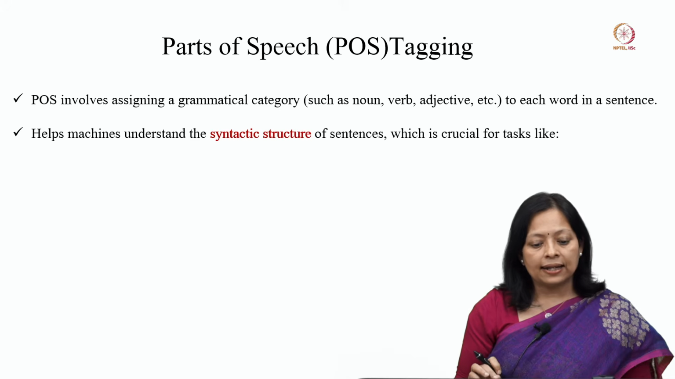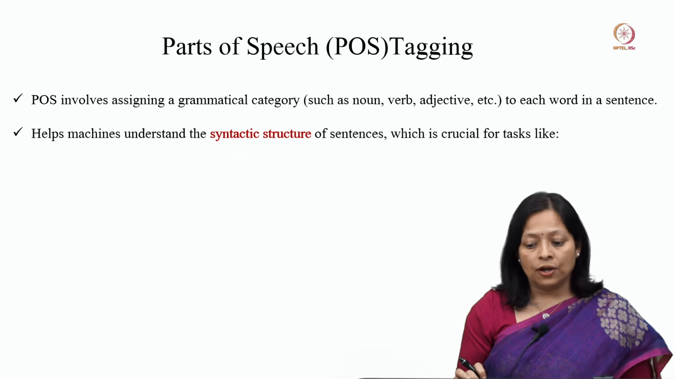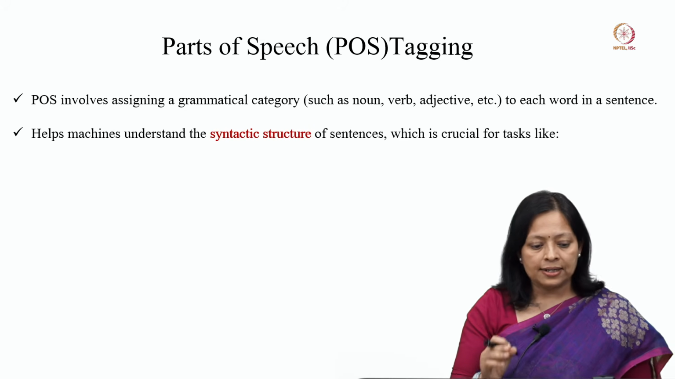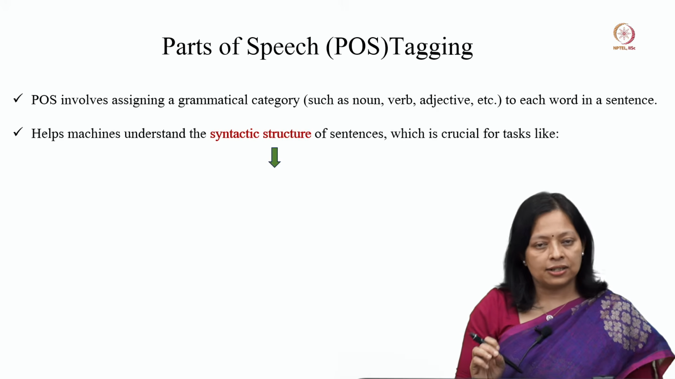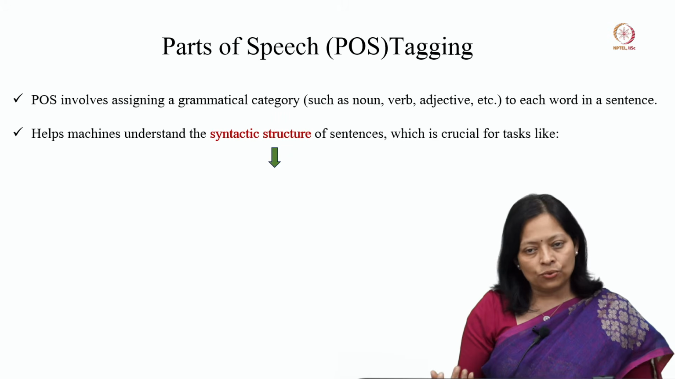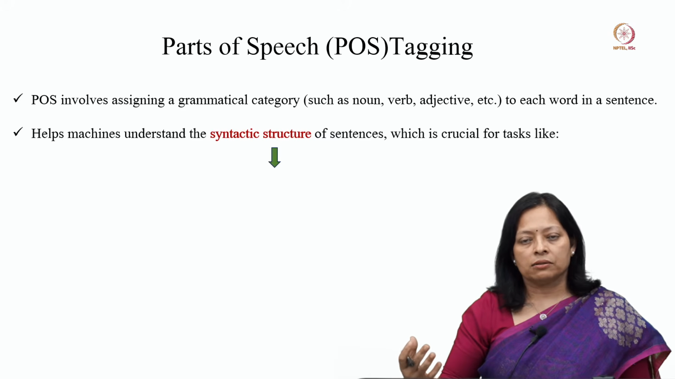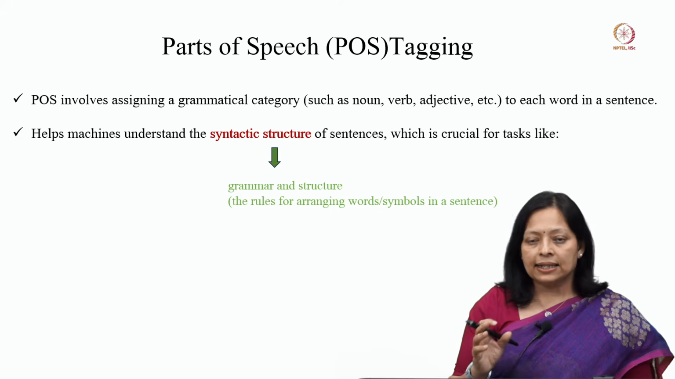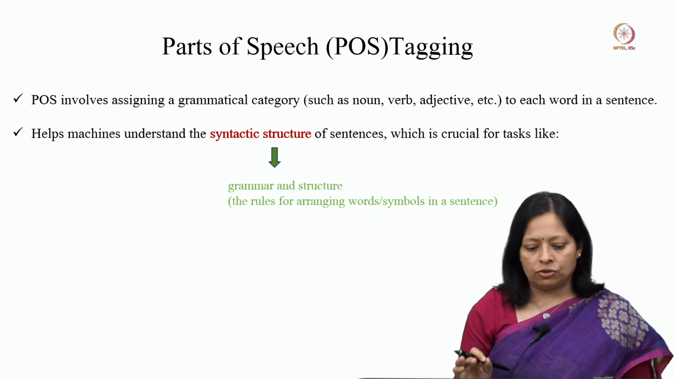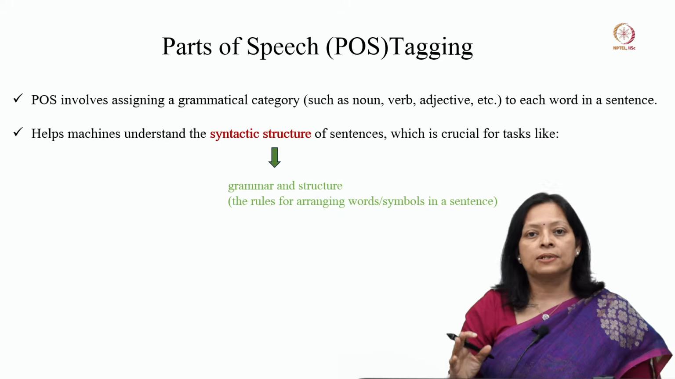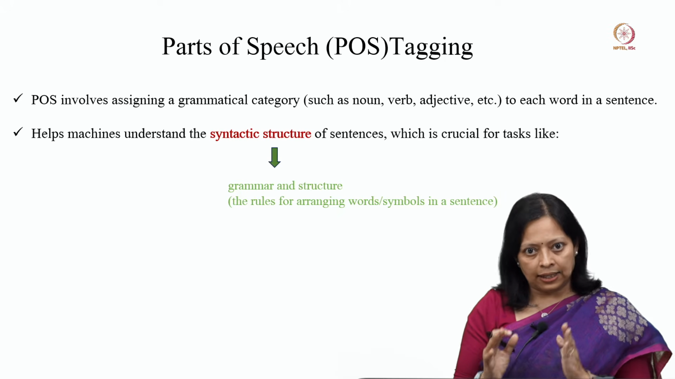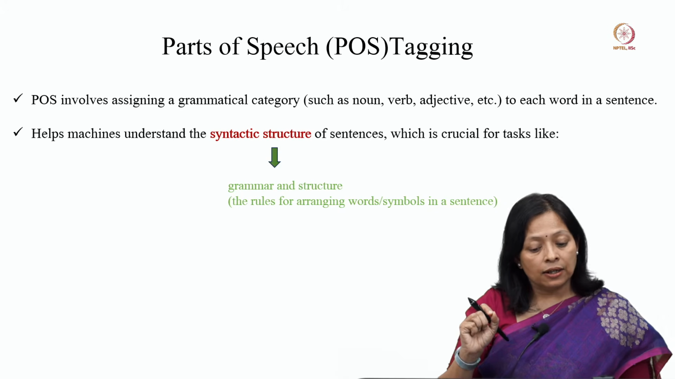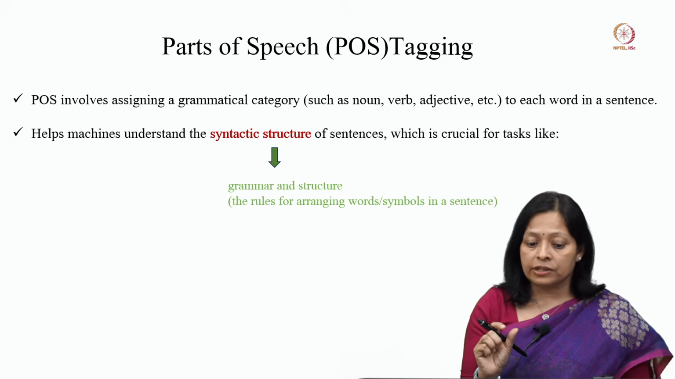It helps the machine understand the syntactic structure of the sentence, which is crucial for different tasks. We will come to the tasks. Now, before going into the tasks, we will try to understand what this syntactic structure means. This is a word we will be using in our further lectures as well. What exactly does syntactic mean? Syntactic means it is related to the grammar and structure and the rules for arranging words or symbols in a sentence. So basically it captures the grammar of a sentence.